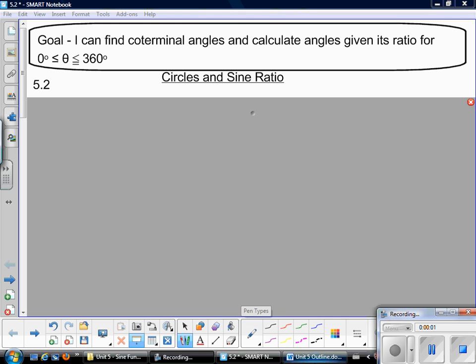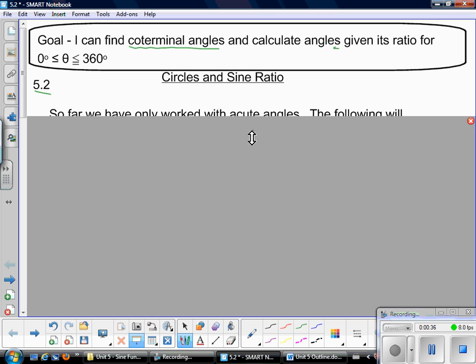Okay, so what we're looking at today now is 5.2, and it's called circles in the sine ratio. So our goal today is two things, and it might take a couple parts for this video. So first of all, I can find coterminal angles. Obviously, we have to figure out what that means, and calculate angles, plural, given its ratio for 0 degrees less than or equal to theta less than or equal to 360 degrees. So this is a little bit different than what we've done thus far. Okay, so let's take a look.